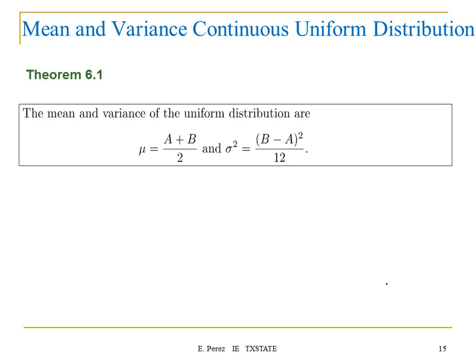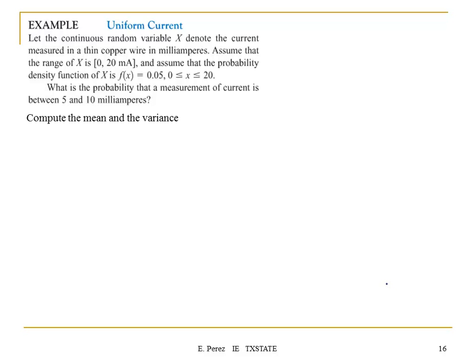So let's look at another example. This one is going to be more interesting for those in electrical engineering. Here we have uniform current. Let the continuous random variable x denote the current measured in a thin copper wire in milliamperes. Assume that the range of x is 0 to 20 mA, and assume that the probability density function of the random variable is given by this: f of x is equal to 0.05 for x from 0 to 20.